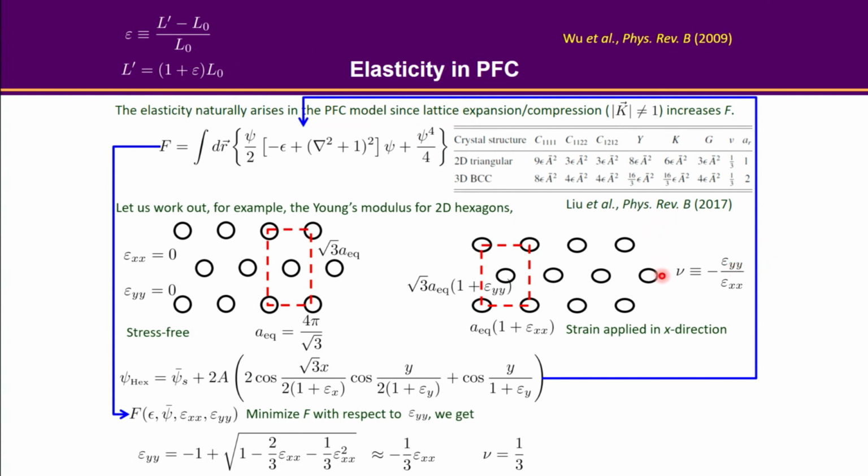But that's not the final answer, because in the beginning we set a goal to work out the Young's modulus, but here we only worked out the Poisson ratio.